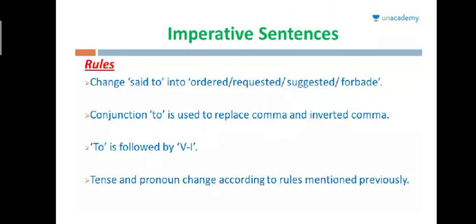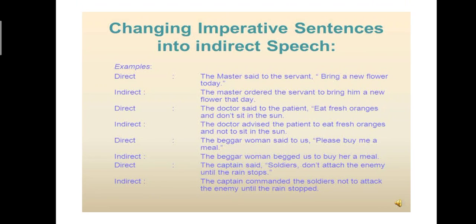कि पहले जो आप लोगों को रूल्स बता दिए प्रीवियसली, इनके पिछले लेक्चर्स में भी आप लोगों को बता दिए ये रूल्स, तो उन्हीं के अकॉर्डिंग हम चेंज ऑफ टेंस और चेंज ऑफ प्रोनाउन कर दें. So here are some examples. Look at the first one. The master said to the servant, "Bring a new floor today." Indirect of this sentence: The master ordered the servant to bring him a new floor that day.